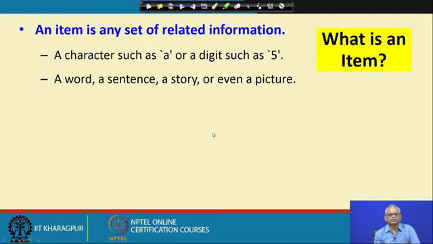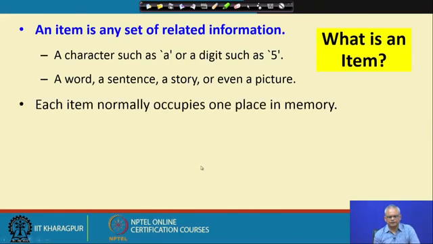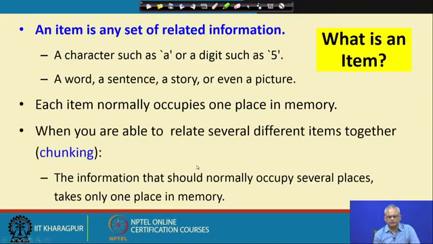Similarly, a word: individual letters, if there is no relation, will be separate items, but if they are related, they form a word, mean something, then that is just one item. A sentence is one item, a story is one item, and even a picture is one item, and they occupy one place in the short term memory.